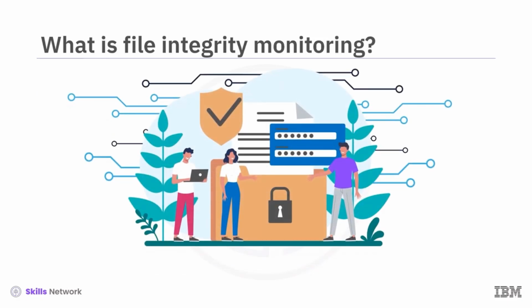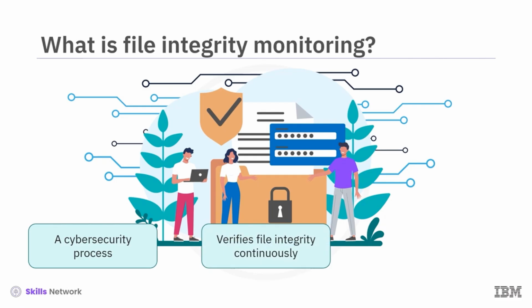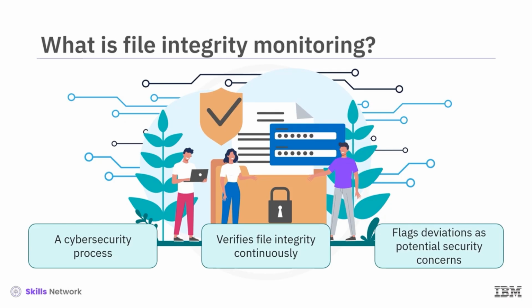File Integrity Monitoring, or FIM, is a vital cybersecurity process. FIM continuously verifies the integrity of operating system and application software files by comparing those files to a trusted baseline. Any deviations from the baseline are flagged as potential security concerns. This monitoring is crucial for maintaining system security and quickly detecting unauthorized changes that may indicate breaches or malicious activity.